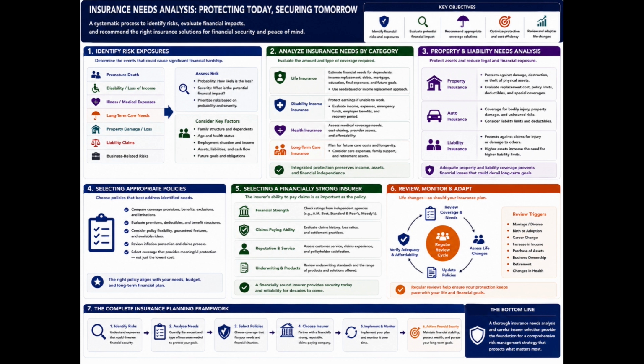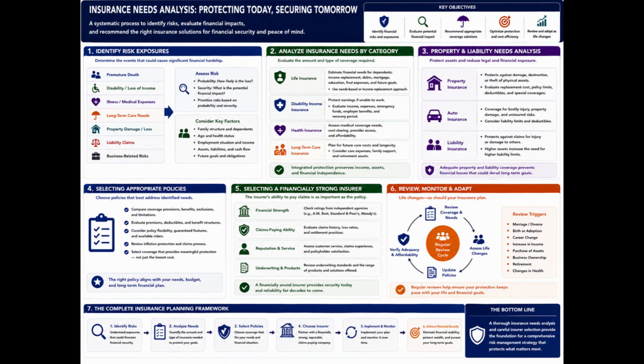The first step in insurance needs analysis involves identifying risk exposures that could create significant financial hardship. These exposures may include premature death, disability, illness, long-term care needs, property damage, liability claims, and business-related risks. Financial planners evaluate both the probability and severity of potential losses. Some risks occur infrequently but carry catastrophic financial consequences, while others are more common but less severe. Understanding these distinctions helps prioritize insurance needs and allocate resources effectively.